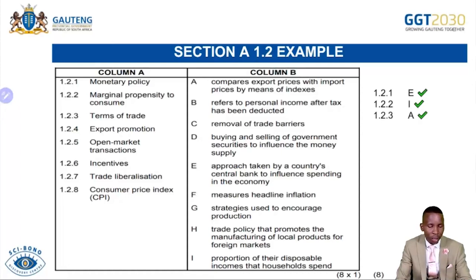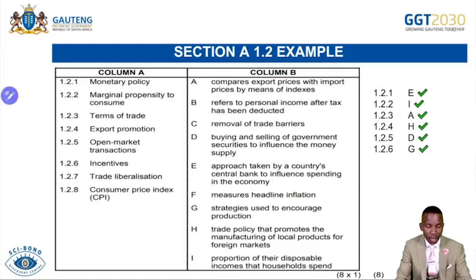And then let's look. 1.2.3, it's A. Terms of trade, compares export prices with import prices. It's correct. And then 1.2.4, we have export promotion. It's H. Trade policy that promotes the manufacturing of local product for foreign markets. It's indeed correct. And then we go on 1.2.5. Which is open market transaction, that is the buying and selling of government securities to influence the money supply.